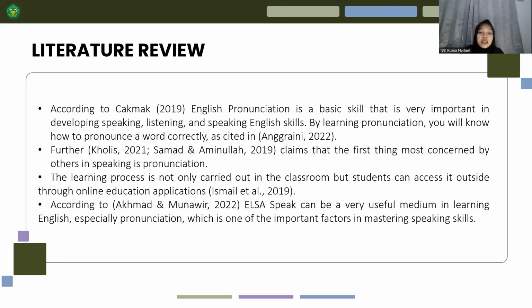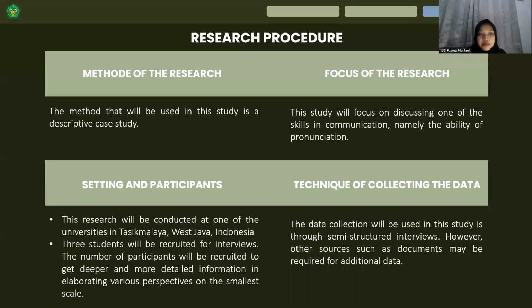Then Ismail et al. 2019 state that the learning process is not only carried out in the classroom, but students can access it outside through online education applications. And according to Ahmad and Munawir 2022, Elsa Speak can be a very useful medium in learning English, especially in pronunciation, which is one of the important factors in mastering speaking skills.